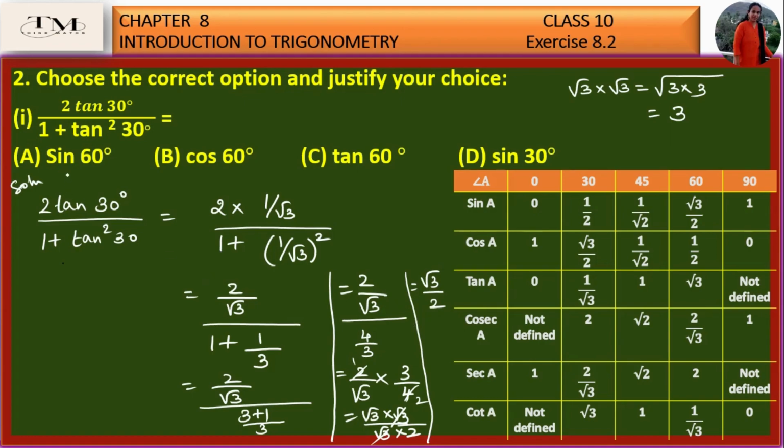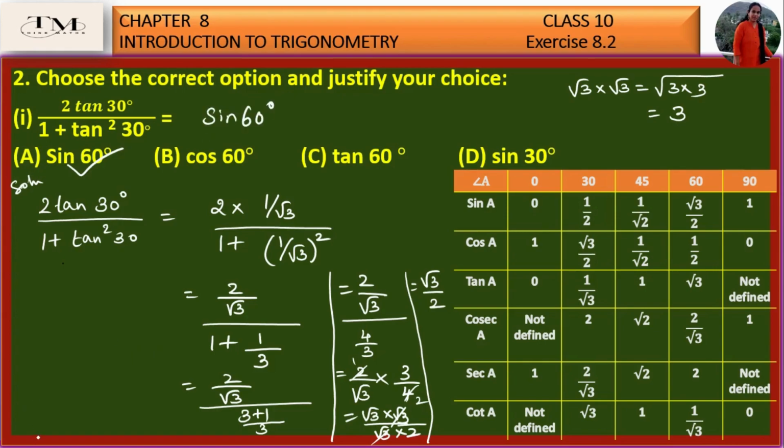So the answer is root 3 by 2. Which option matches this? What is sine 60 degree? Sine 60 degree is root 3 by 2. So sine 60 is the option. Okay children, sine 60 degree is the correct answer.